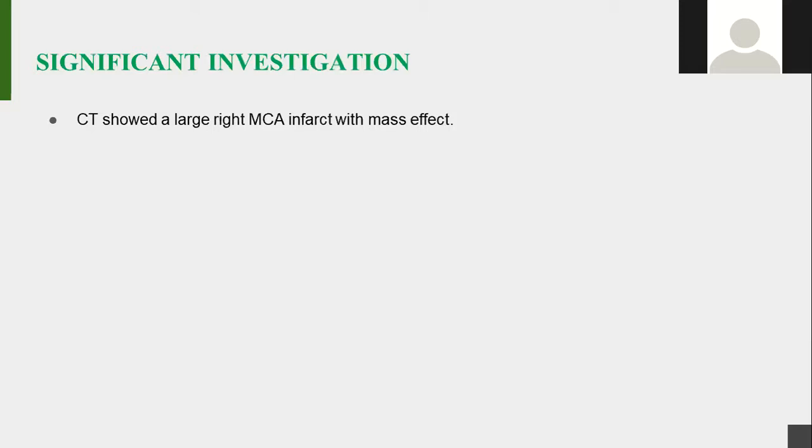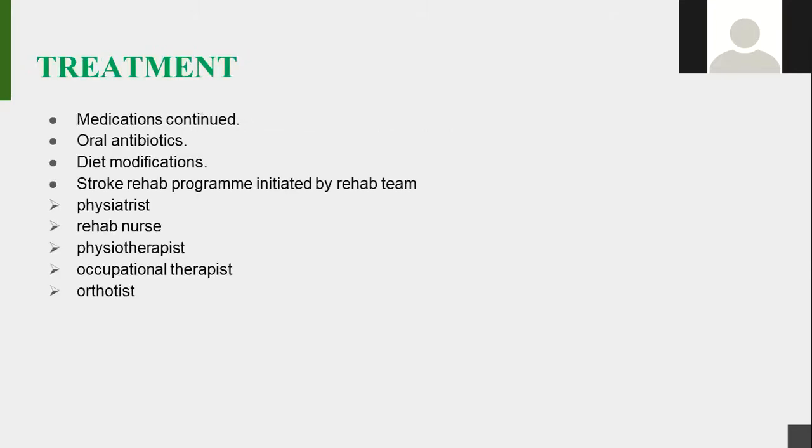Investigations: routine investigations did not reveal much of an issue. The CT, as I said already, showed a large right middle cerebral artery infarct with a mass effect. Treatment: we continued the medicines, the antibiotics for controlling the chest infection, diet modifications, and they started a stroke rehab program. The team members were a physiatrist, the rehab nurse, the physiotherapist, occupational therapist, and an orthotist.